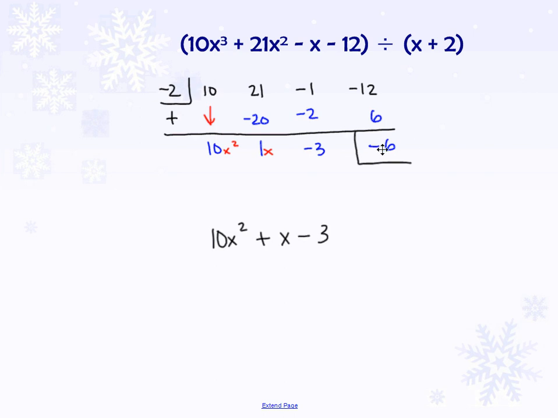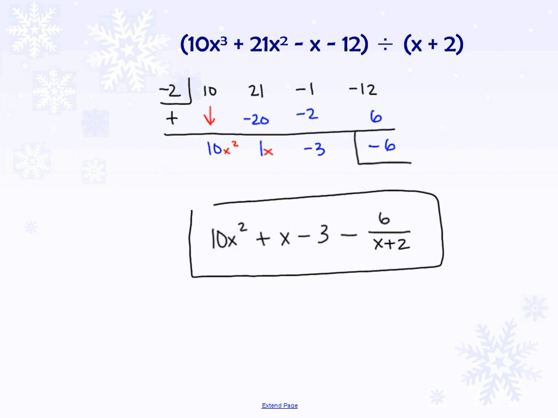My remainder is negative, so I'm going to write minus, and then your remainder is going to be written as a fraction. So it's going to be 6. I already have the minus, that's right here, over whatever your divisor is, so x plus 2. If this would have been a positive 6, then we would have put plus 6 over x plus 2. So this right here is your final answer for this one.